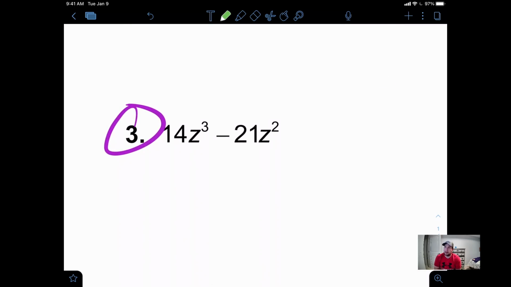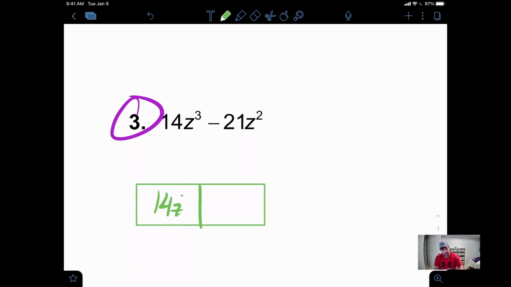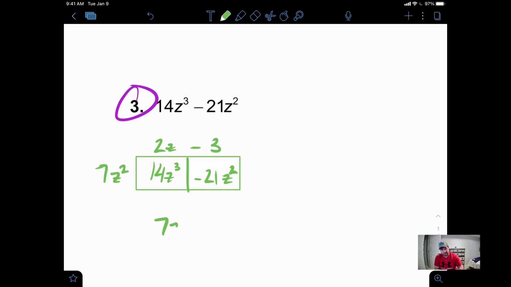So looking at problem number 3, now we can do a little bit more. Now this is where you wanted to go back to your box, right? You could definitely do that. And you just need to think to yourself, well, what number can I pull out of 14 and 21? And that'd be, of course, 7. And in this situation, I can pull out two z's. So that would mean that this is a 2z up here and a minus 3 over there to get us back. So my final answer would be 7z squared times 2z minus 3.